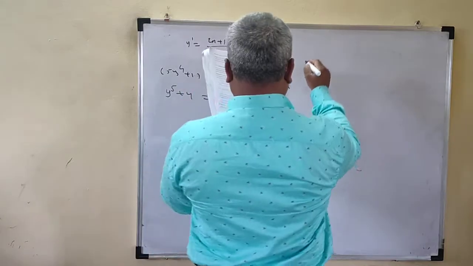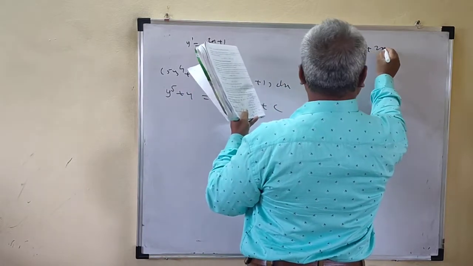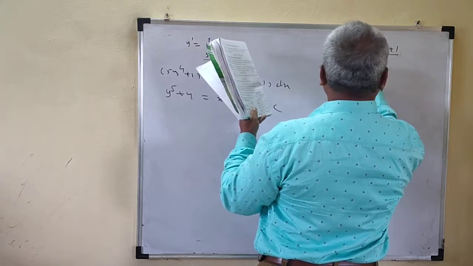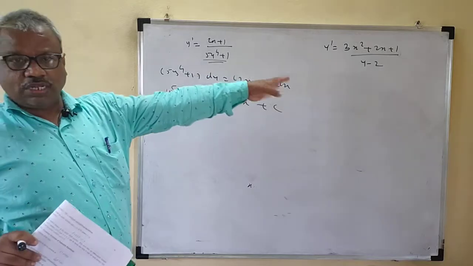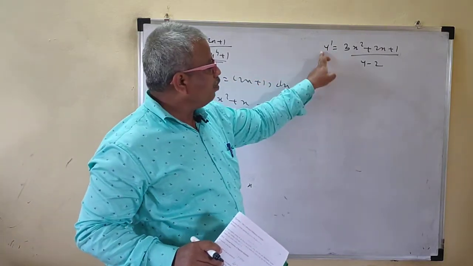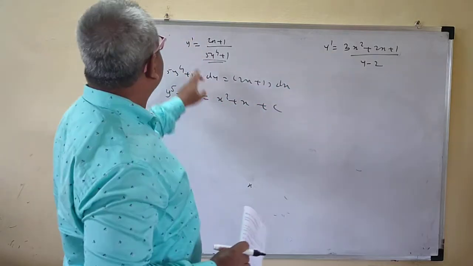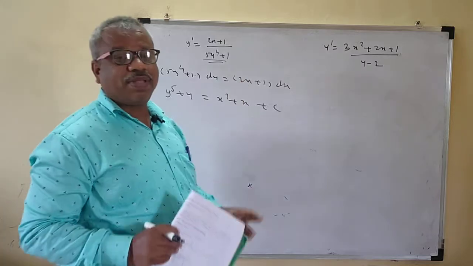Now suppose this is your equation, 3x square plus twice x plus 1 upon y minus 2. Suppose this is non-linear. This is non-linear because there is a product of y and y prime. If you shift here y minus y prime, this is also not linear. But this is variable separable form.